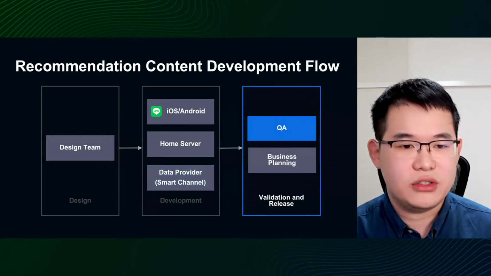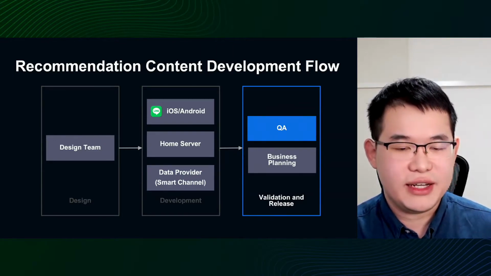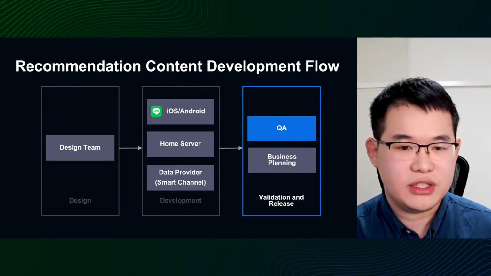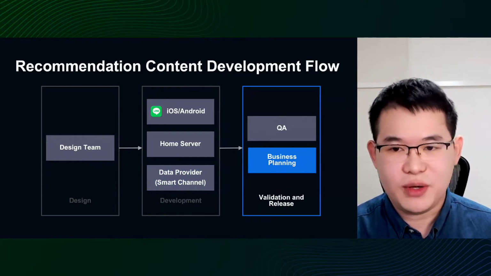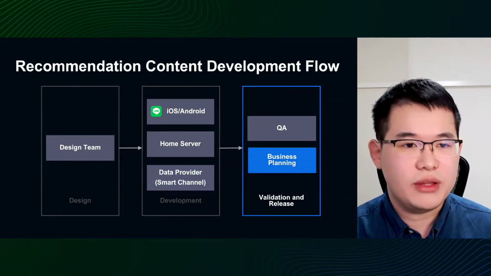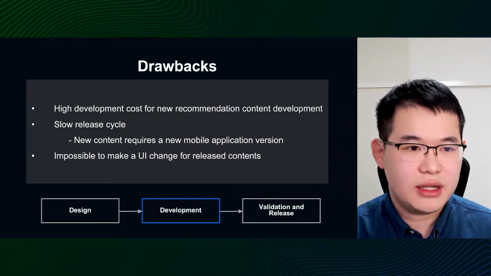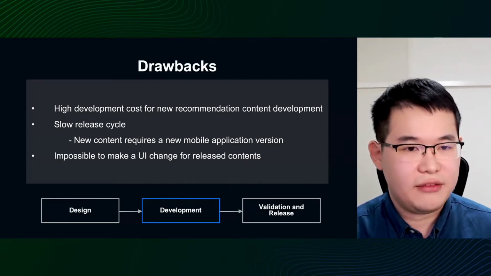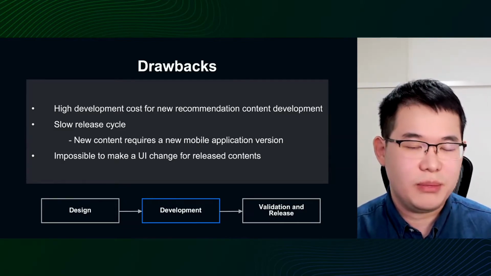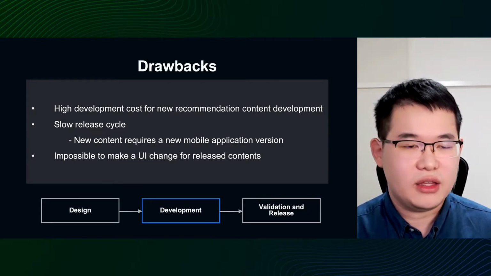After all the development is finished, the QA members will help us to validate the UI, the targeting, and the content information. And the business planning team will decide the final release date. From the common development flow, actually we can find some drawbacks. The first one, the development cost is quite high for new recommendation contents, because every content involves 3 different development teams, and we need to repeat it for every content.